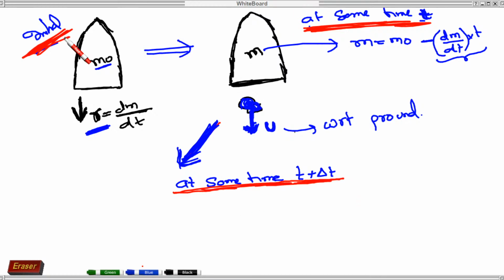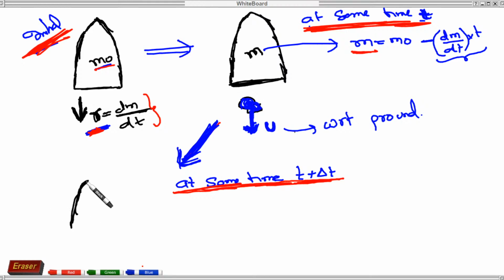This is the initial position. Initial position, its mass was m naught. After time t, the mass reduces to m because this is the rate by which this fuel is coming out, you can say. And this is the mass left. Okay. Now, after some time t, let's see.